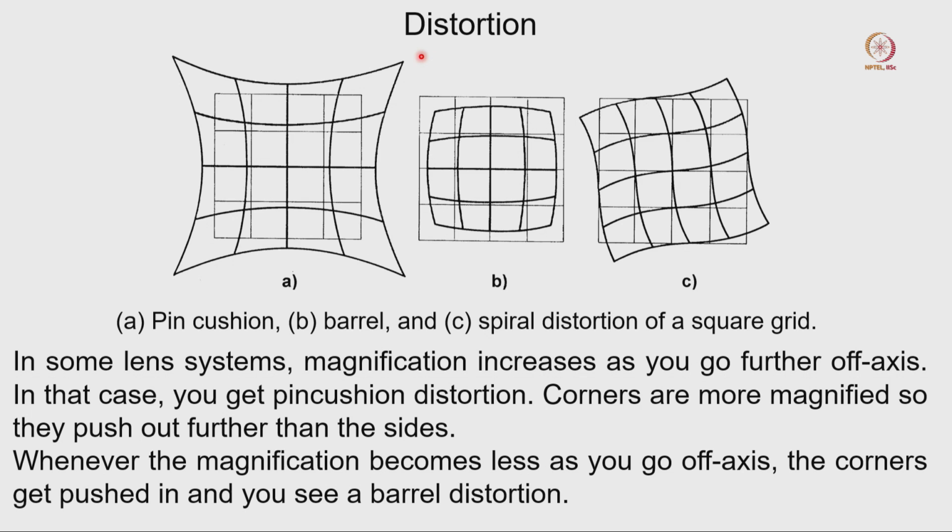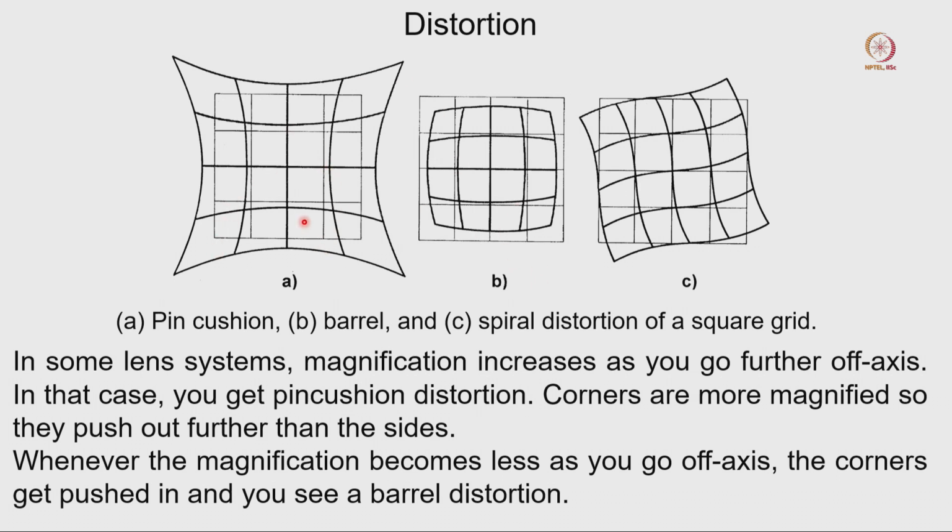Now we are talking about distortion also. There are three types of distortion we can see. One is pincushion distortion, and one is barrel distortion. In some lens systems, magnification increases as you go further off axis. So if you are off axis and constantly changing the magnification, you can see your beam is spreading in a different way. So that is two types of distortion.